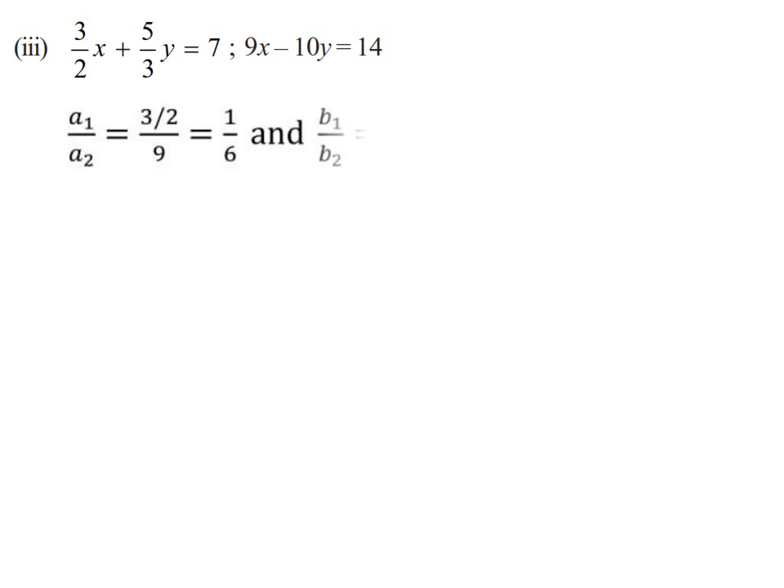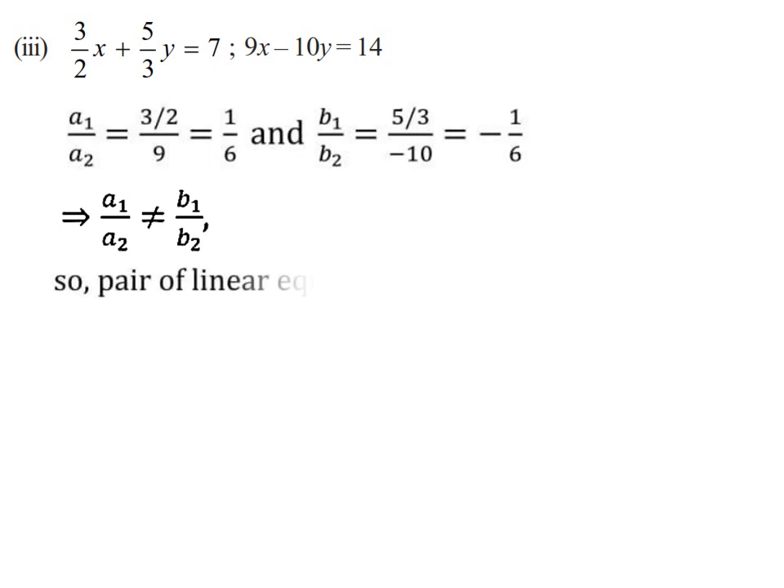Third one, 3 by 2 x, 5 by 3 y equals 7, and 9x minus 10y equals 40. So again, A1 by A2 will be 3 by 2 divided by 9, which equals 1 by 6. B1 by B2 will be 5 by 3 divided by 10, which equals minus 1 by 6. So again you will get A1 by A2 is not equal to B1 by B2. So again intersecting lines, we get the solutions. Therefore, the pair of linear equations are consistent.